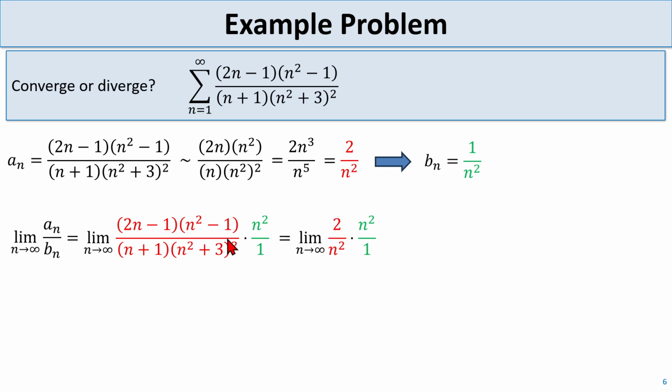You could have done this step more formally by dividing the numerator and denominator by n cubed, and doing a couple more steps. This is what we end up with though, and the n squareds in the numerator and denominator will cancel, and the limit therefore is just going to be the limit of 2. The limit of 2 is 2, and that is a finite non-zero number.